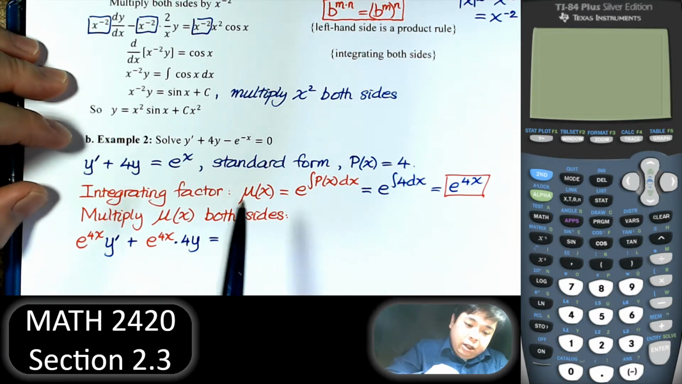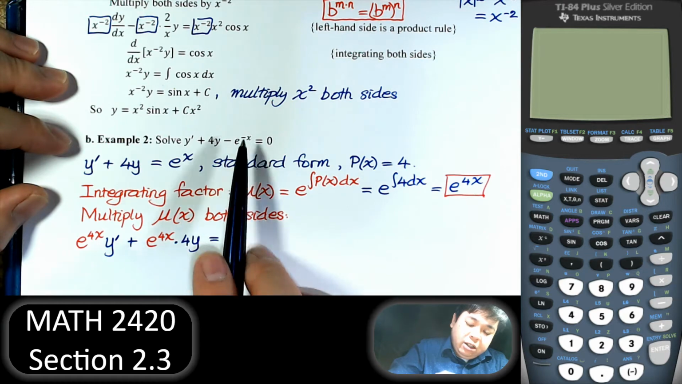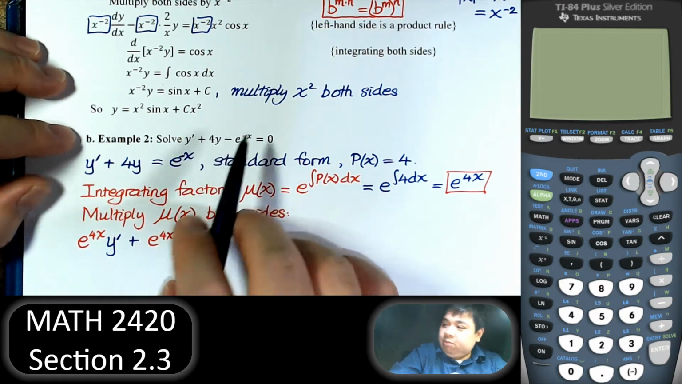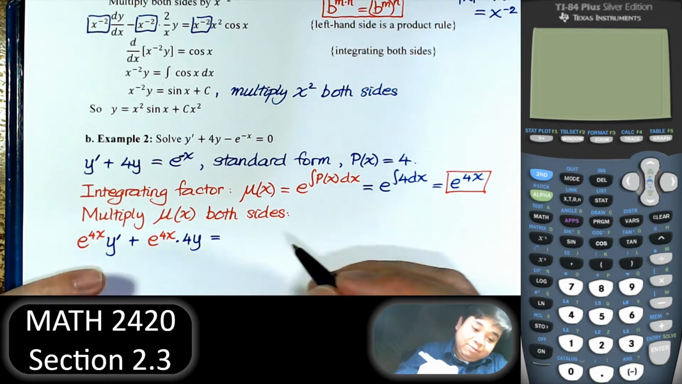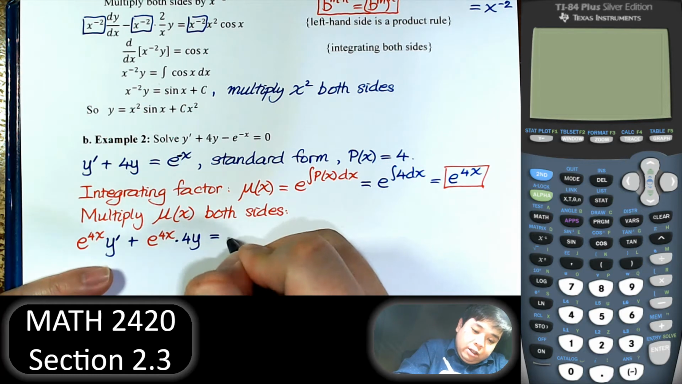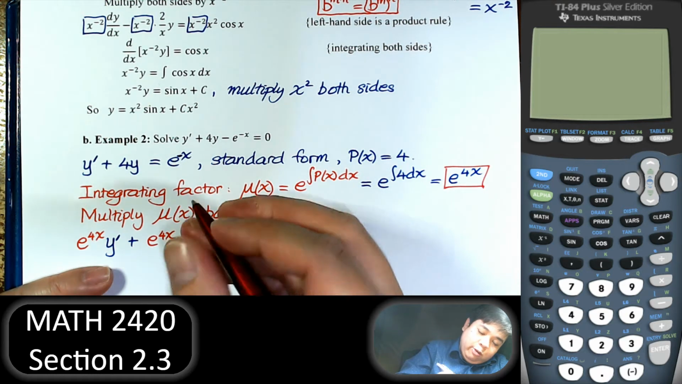And sorry, this is e to negative x, right? So this should be e to negative x. Sorry, I forgot. Still e to negative x. Right, and we still multiply e to the 4x on both sides.